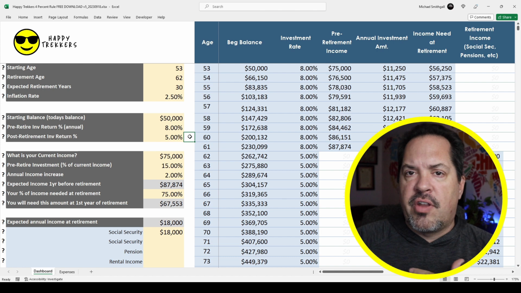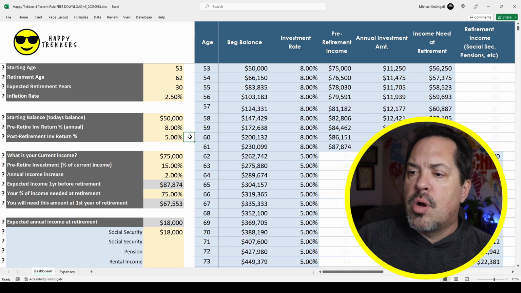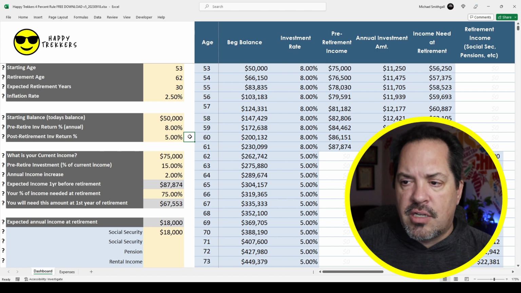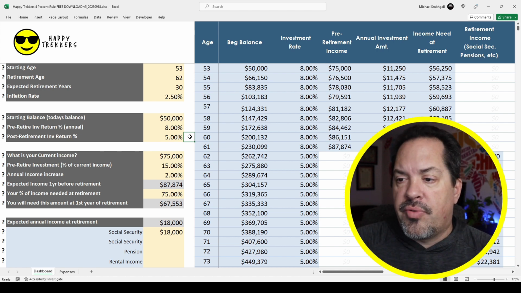You and I may have different risk tolerances, so plug in the numbers that you think make sense for you. You know yourself way better than I do, but those are fairly comfortable numbers. I would be comfortable with them, but you need to be comfortable with them.